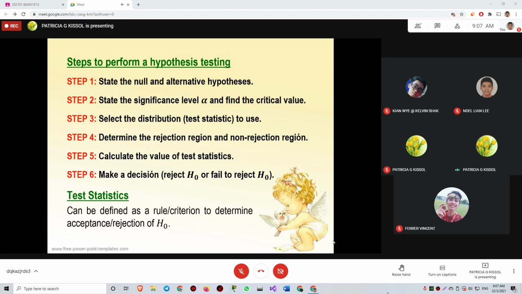I have received feedback, not concerning you guys but from other batches, that they find it a bit difficult to adjust to this subject because it is about statistics, and normally this subject is conducted in face-to-face mode, but unfortunately, because of the pandemic, we have to do it online. I hope throughout the semester you guys can cope with the topic coverage.